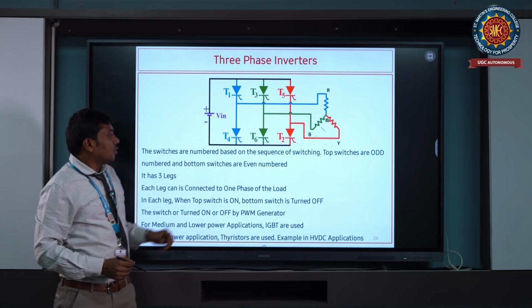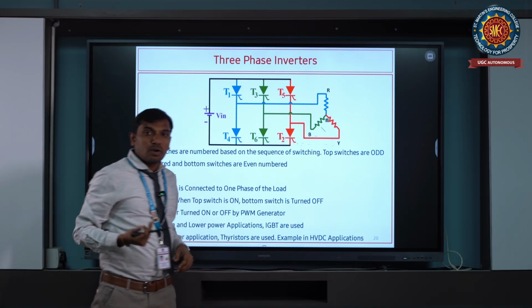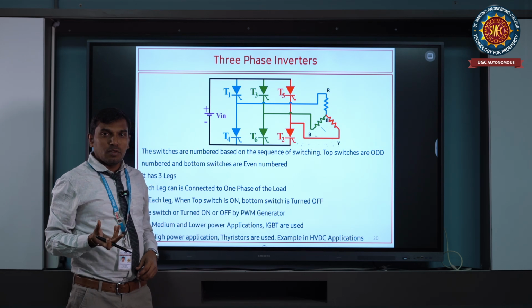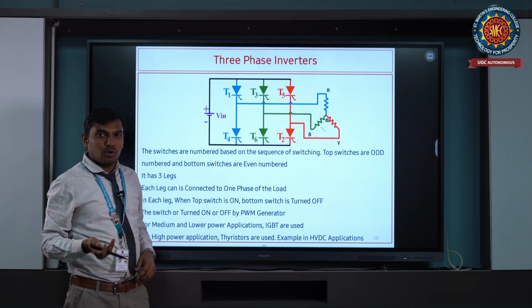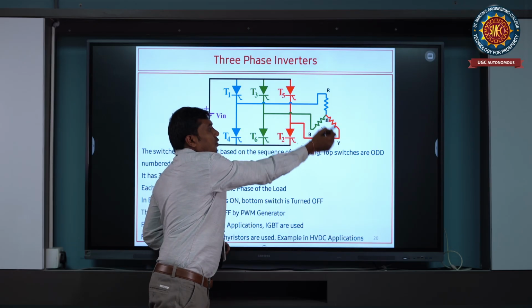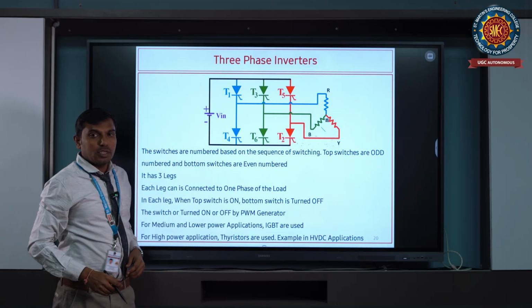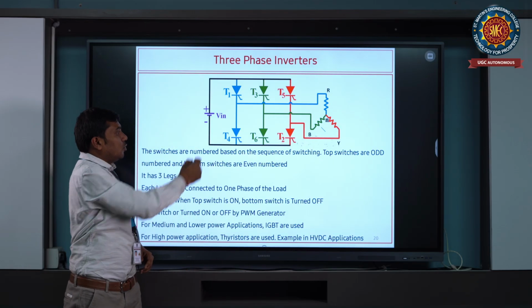Okay, here we have three phases. The three phases of an AC signal are R, Y, B, which are mentioned here, and we have a neutral point because it is star connected. And then this is the DC voltage source.